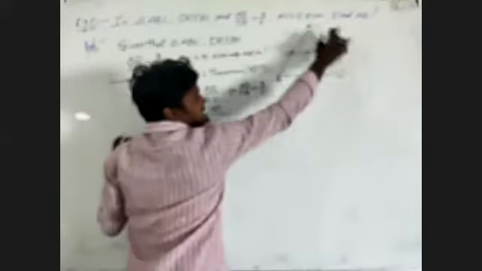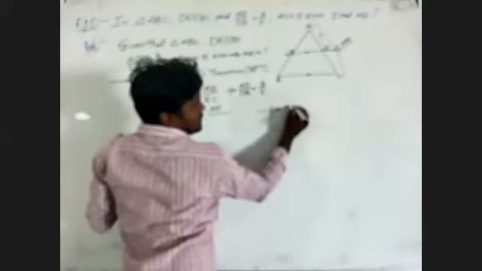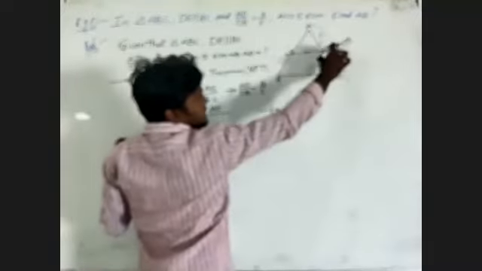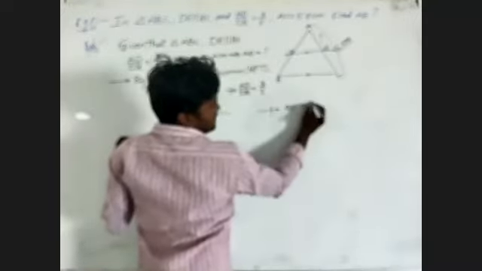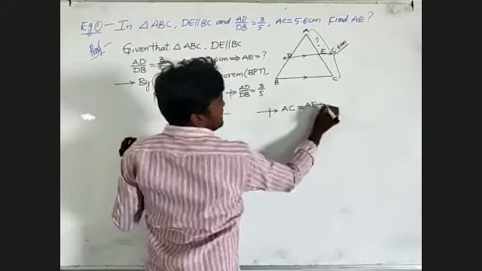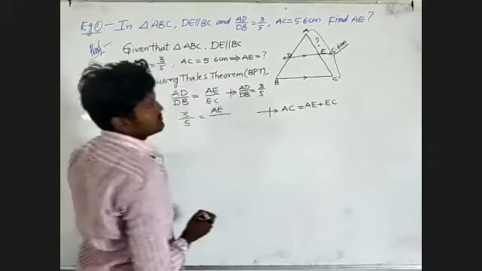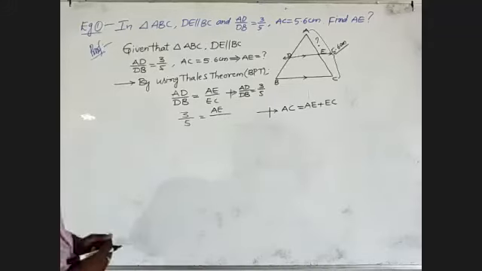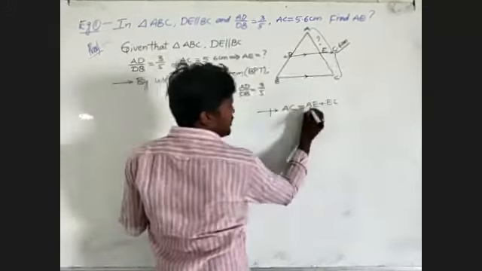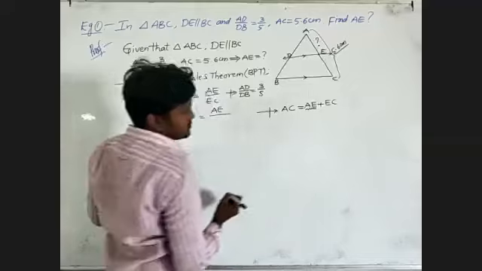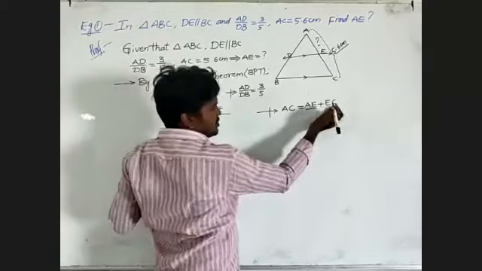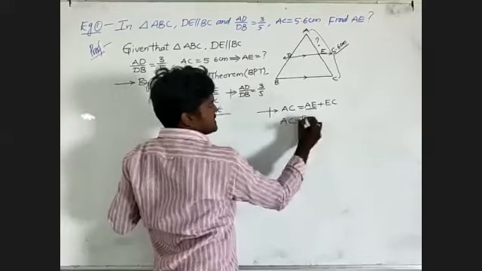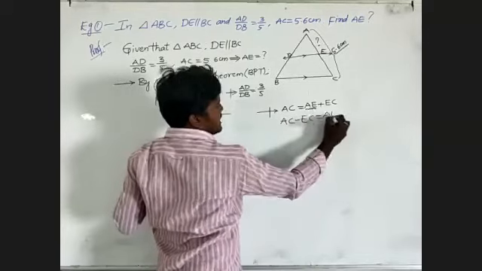The total distance AC will be written as AE plus EC. Here, what we have to find out in this problem? We have to find out the value AE. Then this value converted to this side will be written as AC minus EC, which will be written as AE.